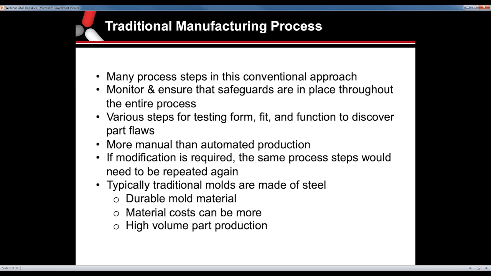All right, so we're going to kind of focus on the traditional manufacturing process. So I'm going to go over these points here. With the traditional process, you've got many steps in the approach. There's a lot of safeguards and monitoring in place throughout the entire process. And you've got various steps for testing form, fit, function, and discovery of part flaws. It's more manual than a rapid manufacturer.